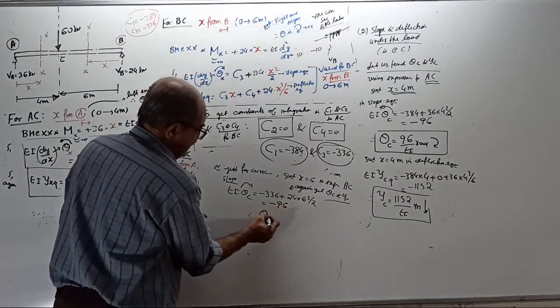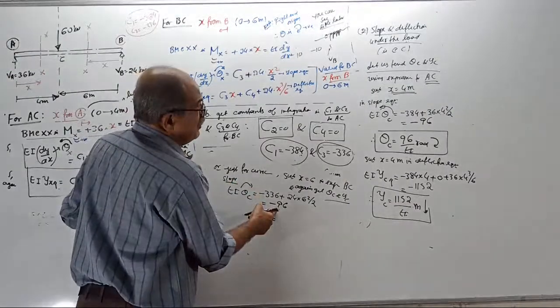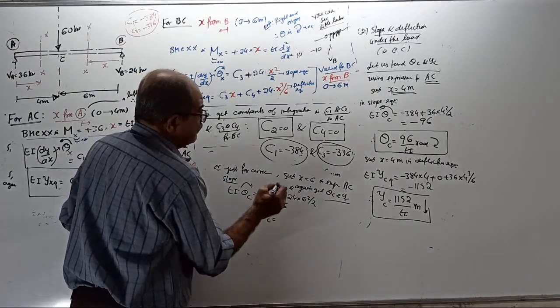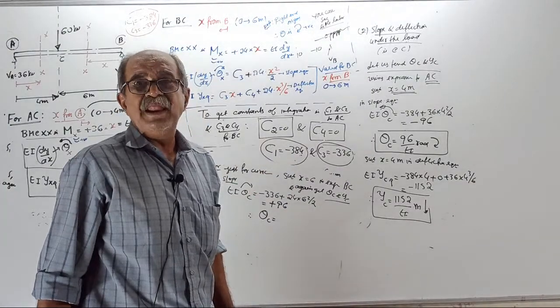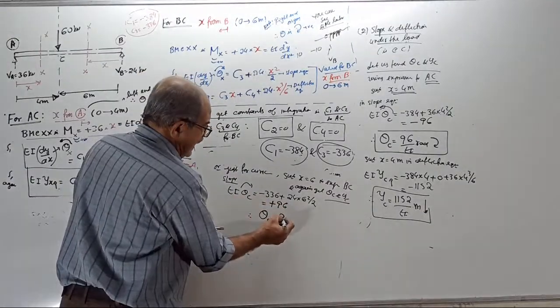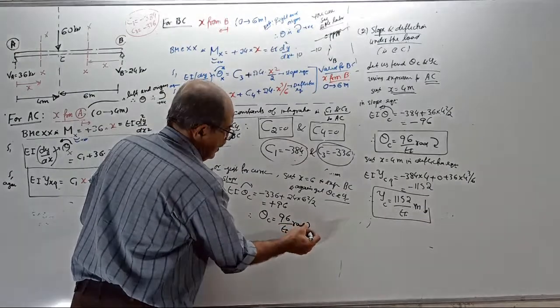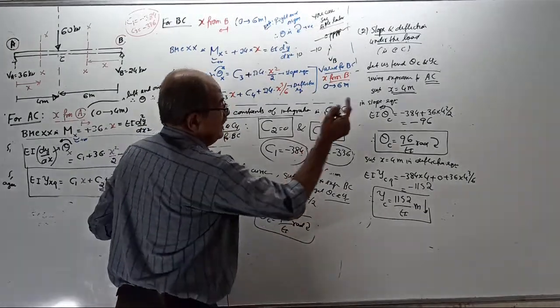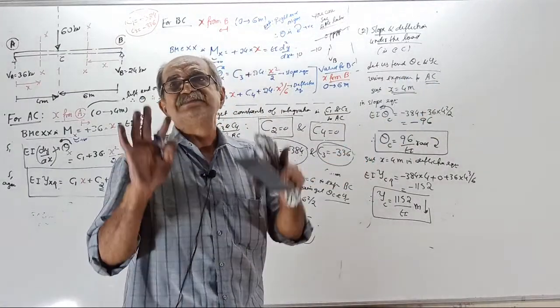Is theta C clockwise positive or negative? No, I think plus will come. Plus 96 by EI radian, clockwise. Oh, that is the same answer we got. If it is clockwise there, here also the answer is the same.